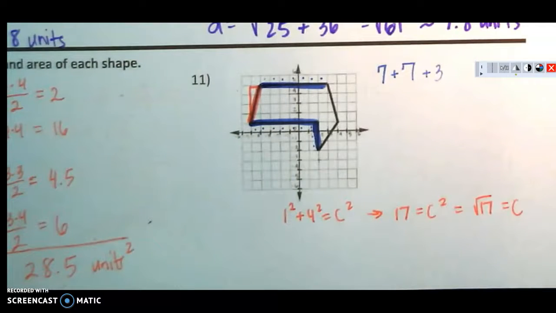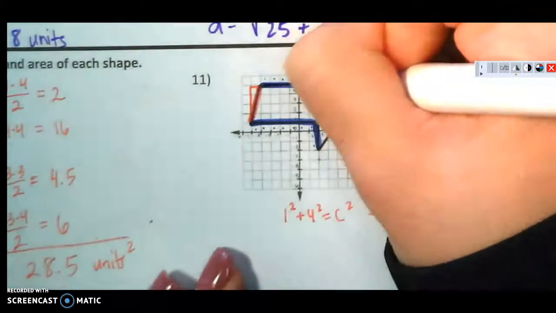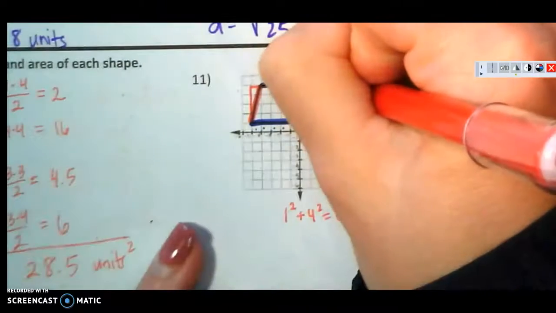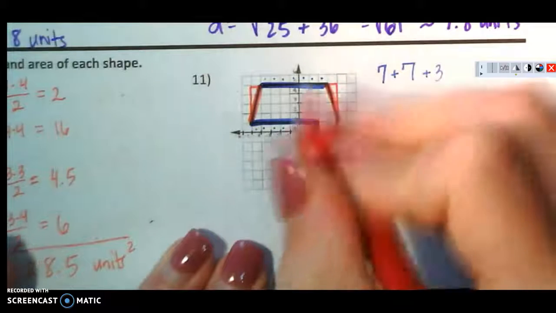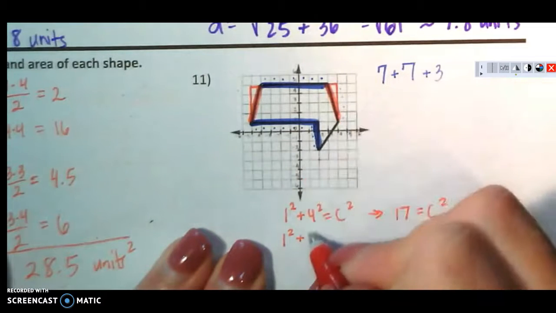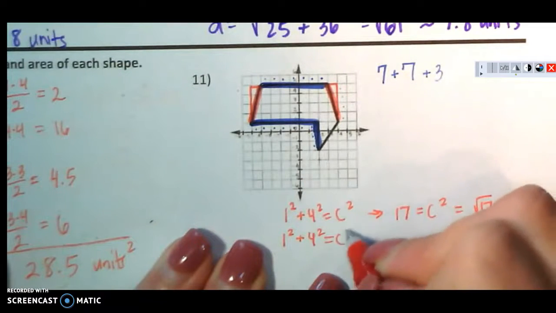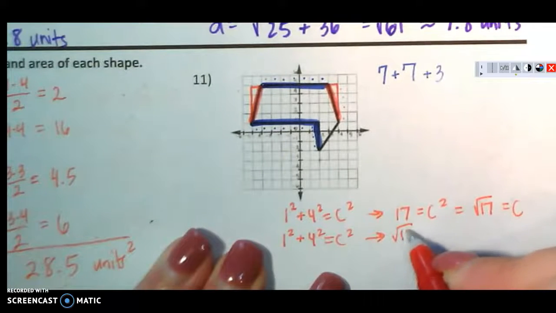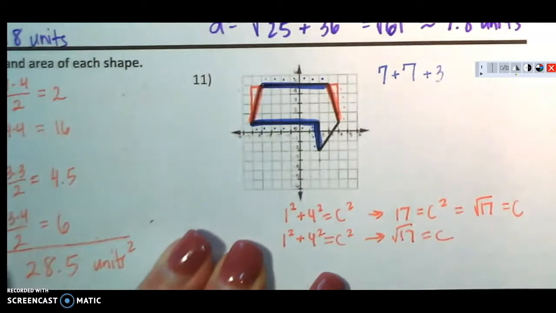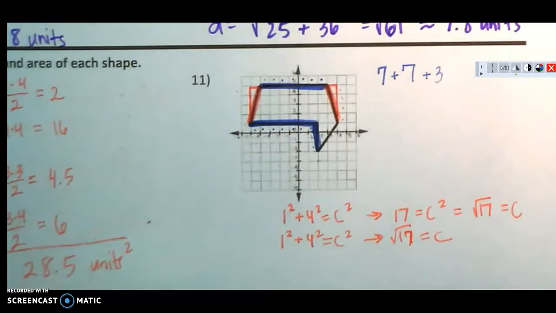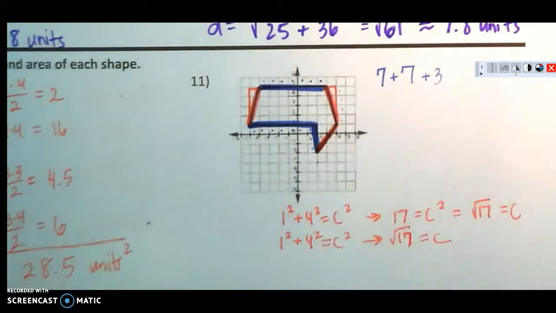Okay, let's move on to the next diagonal. I'm going to form a right triangle, and then we can use the Pythagorean theorem. 1 squared plus 1, 2, 3, 4 squared equals C squared. Since it was just the same as the one above, that means that this one has to be the square root of 17. And last but not least is that diagonal.